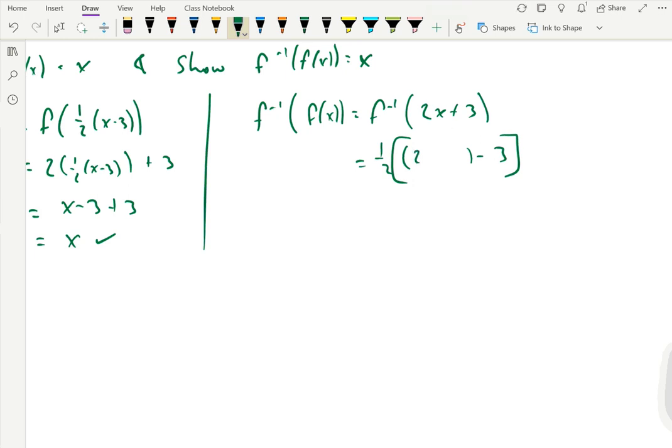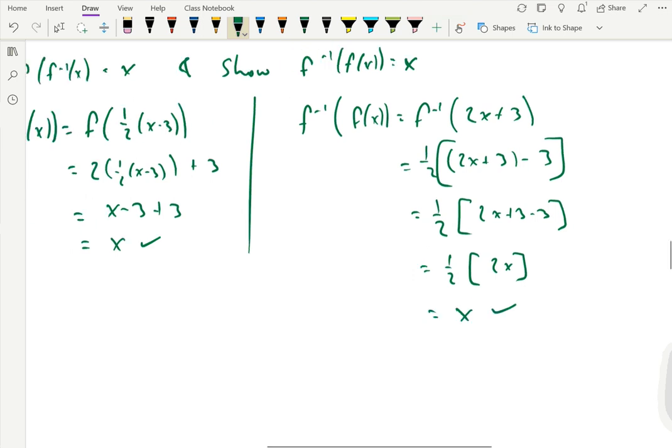And what we're going to put in here is 2x plus 3. So as we do the order of operations here, we end up with 2x plus 3 minus 3. And so plus 3 minus 3 goes to 0, so we're left with 2x. And a half of 2x is just x. So again, we showed what we wanted to show.